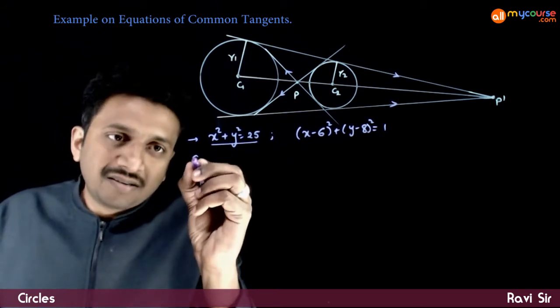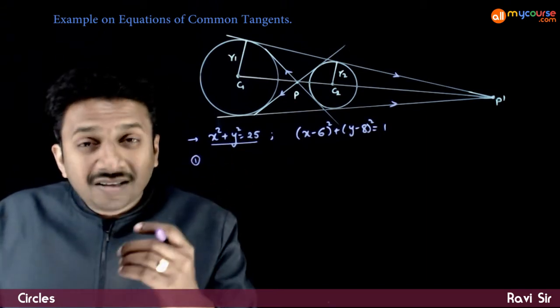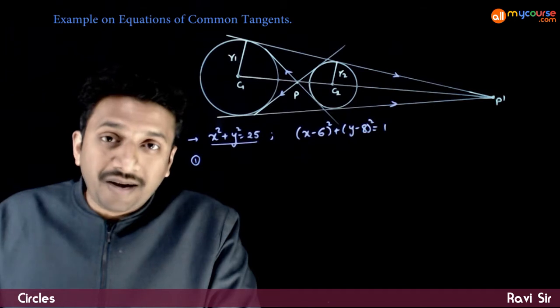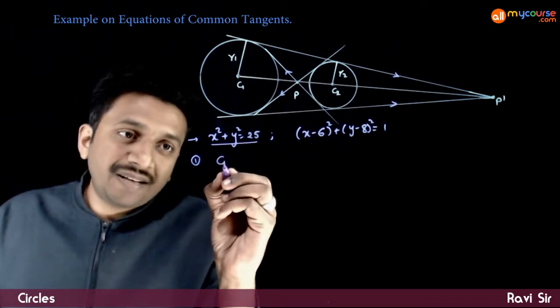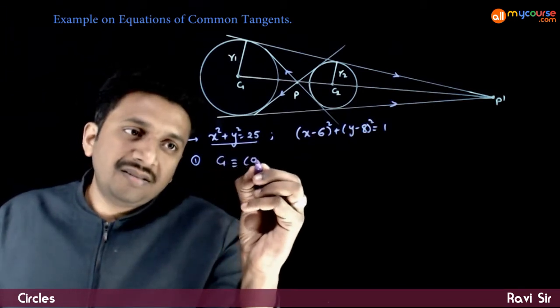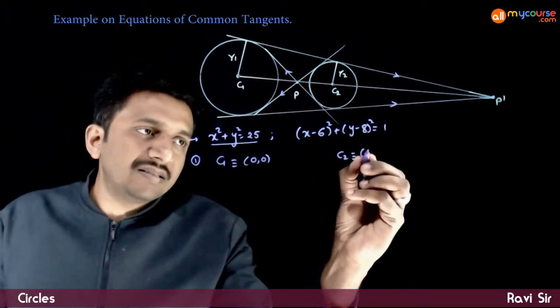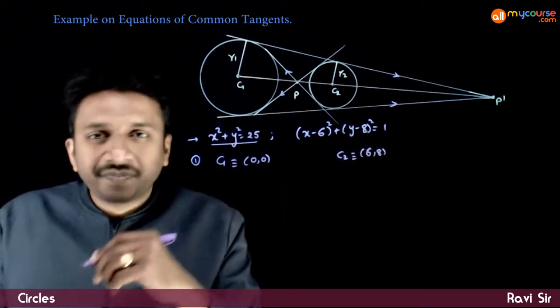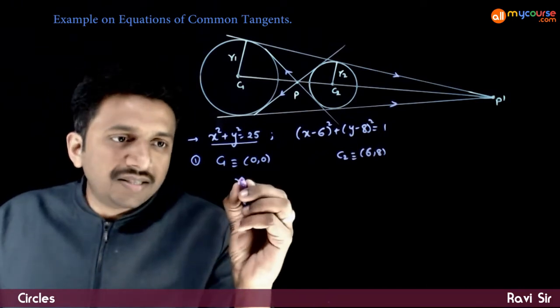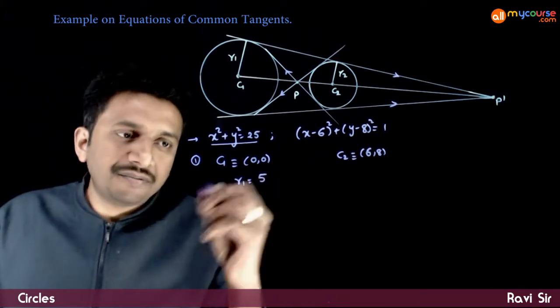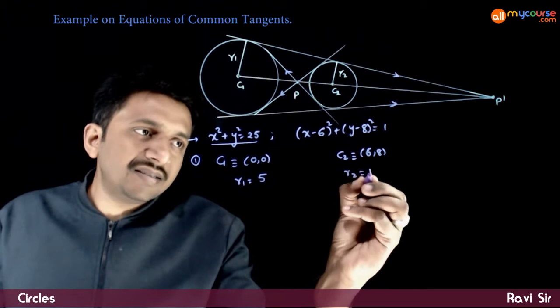So first, let us find the parameters which are required to find the common tangents. So what is the first center? (0, 0), and the second center is (6, 8). Now what is the first radius? 5. The second radius is 1.